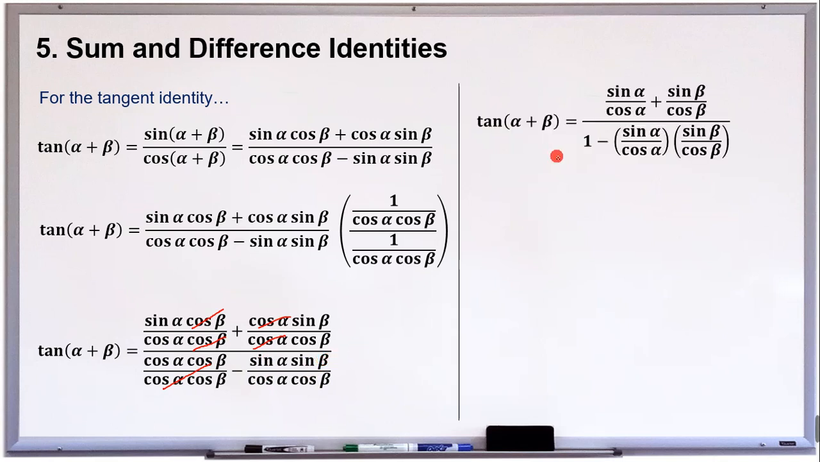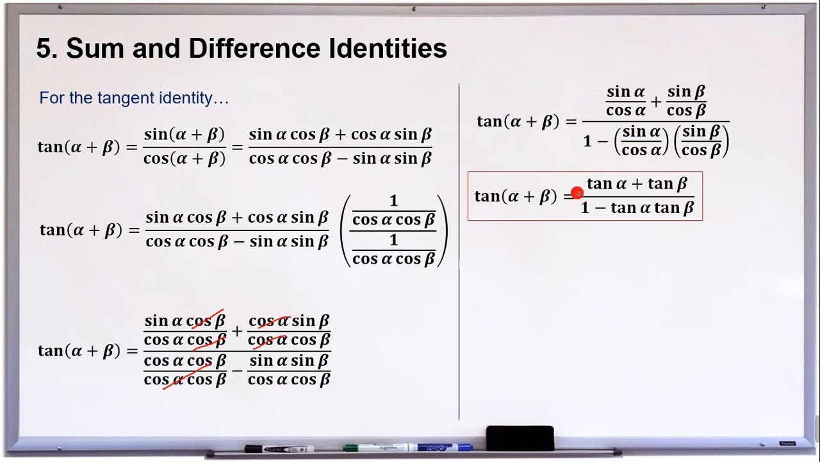Therefore, the result is equal to sine alpha over cosine alpha. So I already explained this one, so we will proceed to the next. So sine alpha over cosine alpha gives us tangent alpha plus tangent beta over 1 minus tangent alpha, and this one right here is equal to the tangent of beta. So this is our sum identity for tangent.